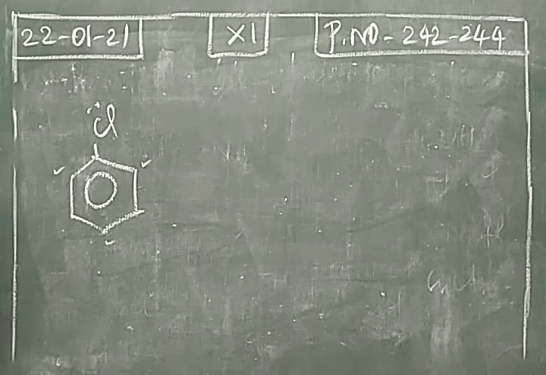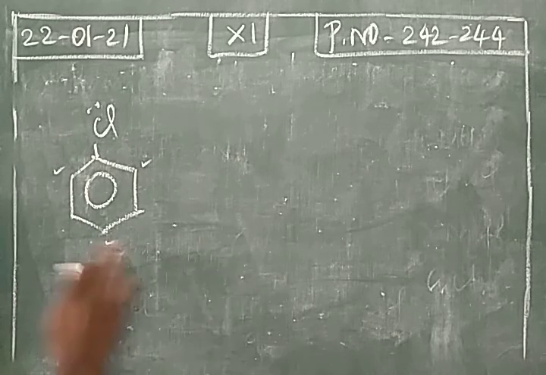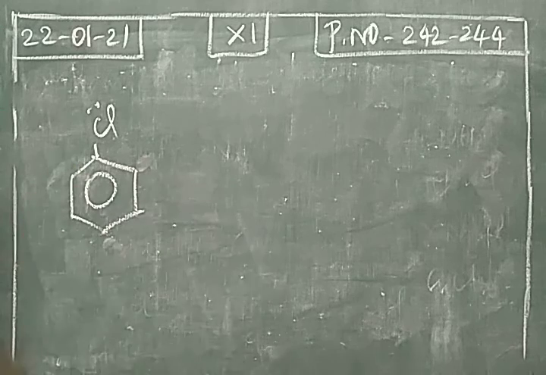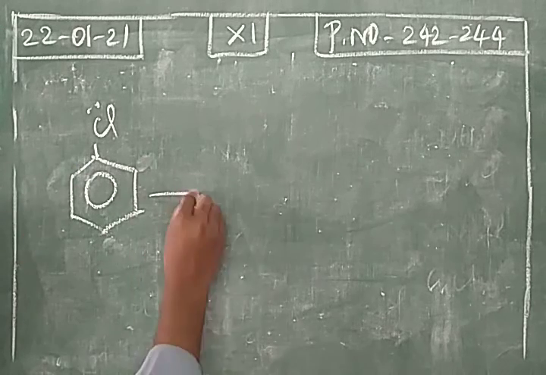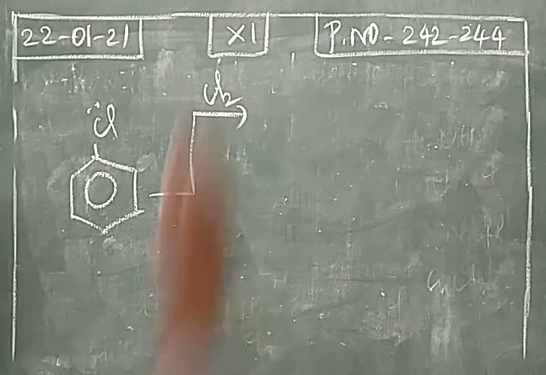So halogen is a ring deactivator. It reduces the electron density in the benzene ring. At the same time, it is directing the incoming electrophile to occupy ortho and para position. So this is a ring deactivator and ortho para director. So we can do many electrophilic substitution reactions. Do halogenation.